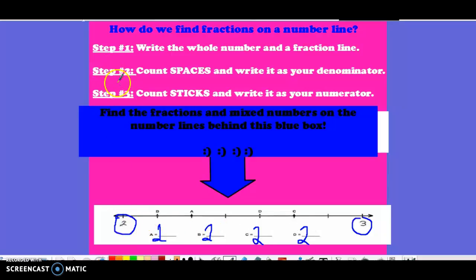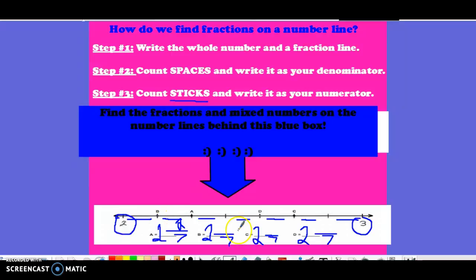Then count the spaces because that's step 2 and it becomes your denominator. Space 1, space 2, space 3, space 4, space 5, space 6, space 7, I stop. That means when I create my fraction portion of the mixed number, 7 is my denominator because the spaces tell me the denominator. Now I go back in alphabetical order and I count the sticks because the sticks will tell me the numerator. A is the 1, 2 or second stick, so it's 2 2/7.